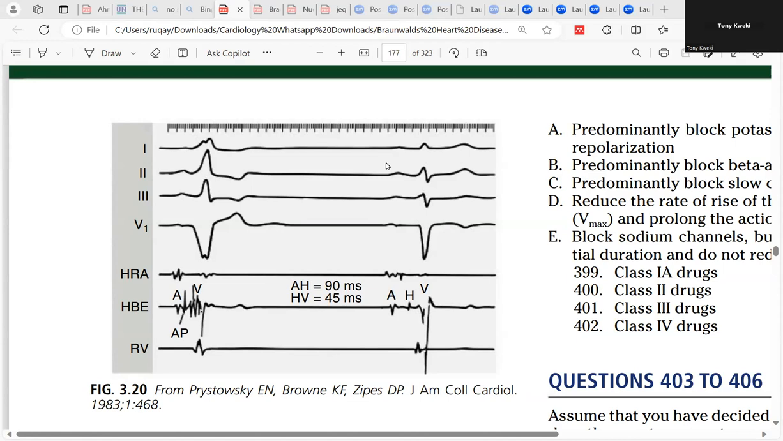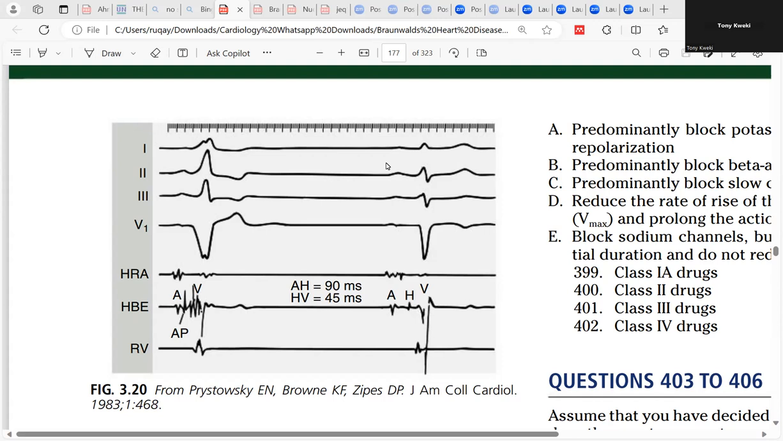So if we look at the surface ECG in lead 1, we'll see that there seems to be a very short PR interval with the presence of a delta wave. This signifies the likely possibility of a WPW syndrome that we're looking at here in this patient. So going down to the intracardiac ECG tracing, the high right atrial, that's the HRA electrodes, we can see there's actually atrial activity, yes, that confirms it.